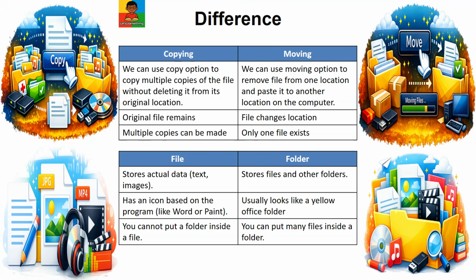Difference between file and folder. A file stores actual data like text or images and has an icon based on the program. You cannot put a folder inside a file. A folder stores files and other folders, usually looks like a yellow Office folder, and you can put many files inside a folder.